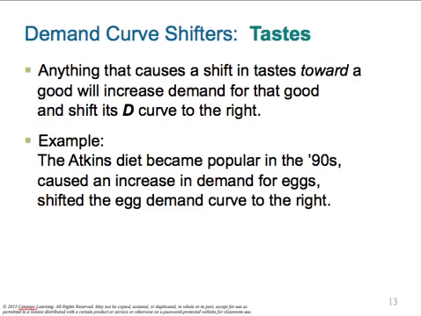The Atkins diet became popular in the 1990s. It caused an increase in the demand for eggs, because it really touted the benefits of an egg, the protein, all the good fats. And it shifted the demand curve to the right. So eggs got popular. So the demand for eggs shifted to the right.